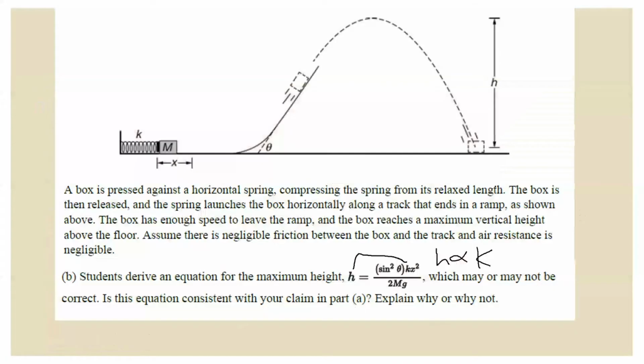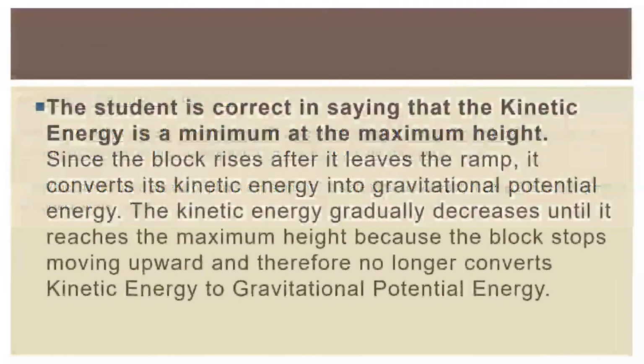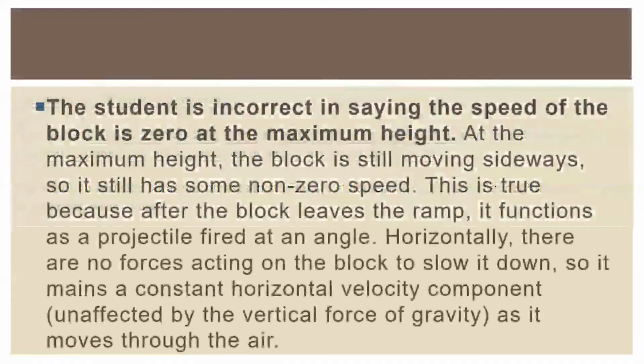The trajectory is that of a projectile fired at an angle. At the maximum height, the object does not stop. Only one component of the velocity goes to 0. So what I wrote here is the student is incorrect in saying the speed of the block is 0 at the maximum height. Notice, that's the only thing. The bold part of that answer is the only thing you would have actually needed to say. I went on to explain it.